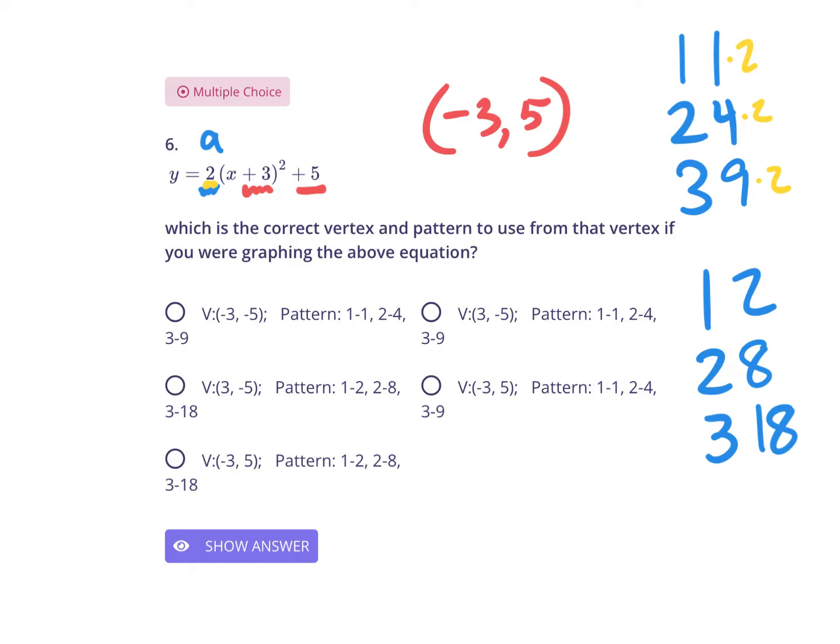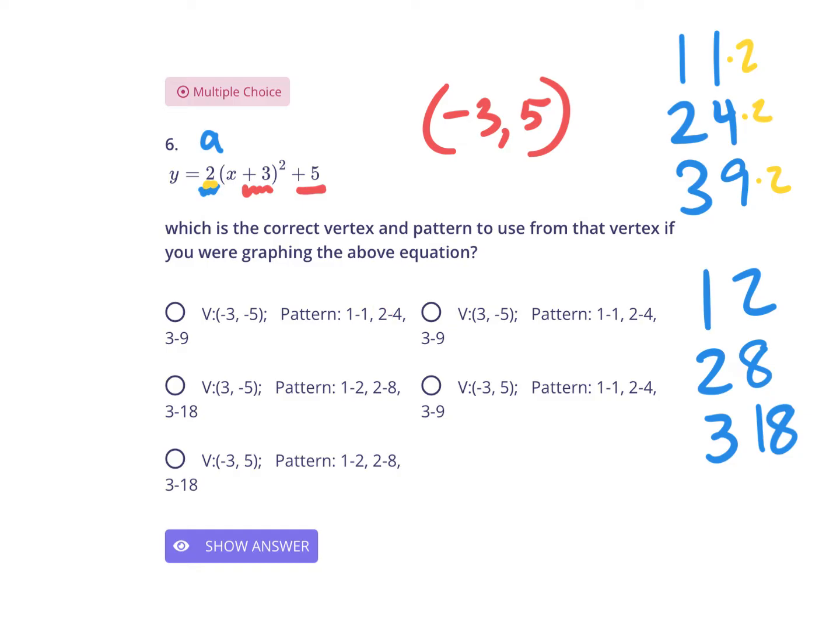Now, one thing that might be confusing to you guys is I put a dash between the numbers. So right here, 1, 1, don't think that that's a negative sign. That's like a dash, right? Maybe I shouldn't have done that, but I hope you guys understand. 1, 1, 2, 4, 3, 9. That's a pattern for the a value of 1.